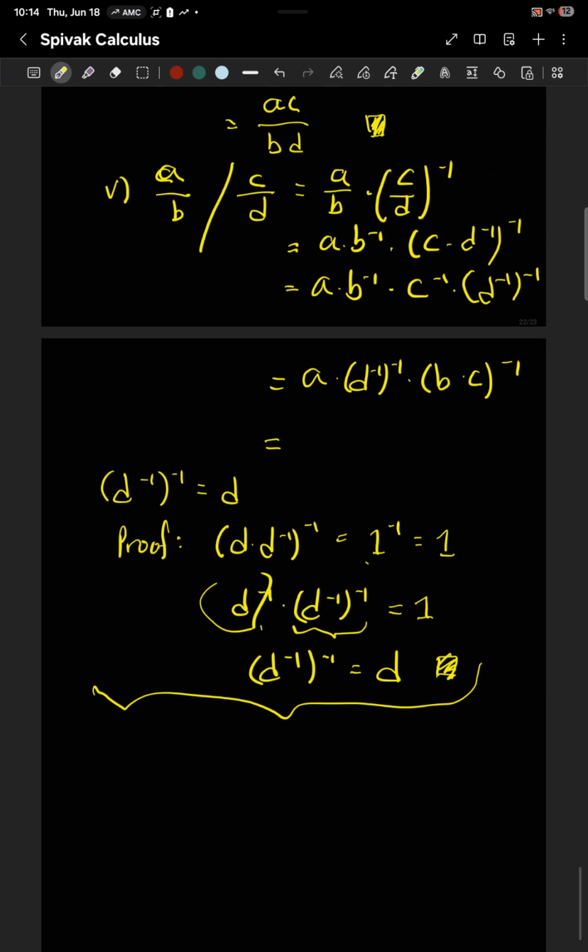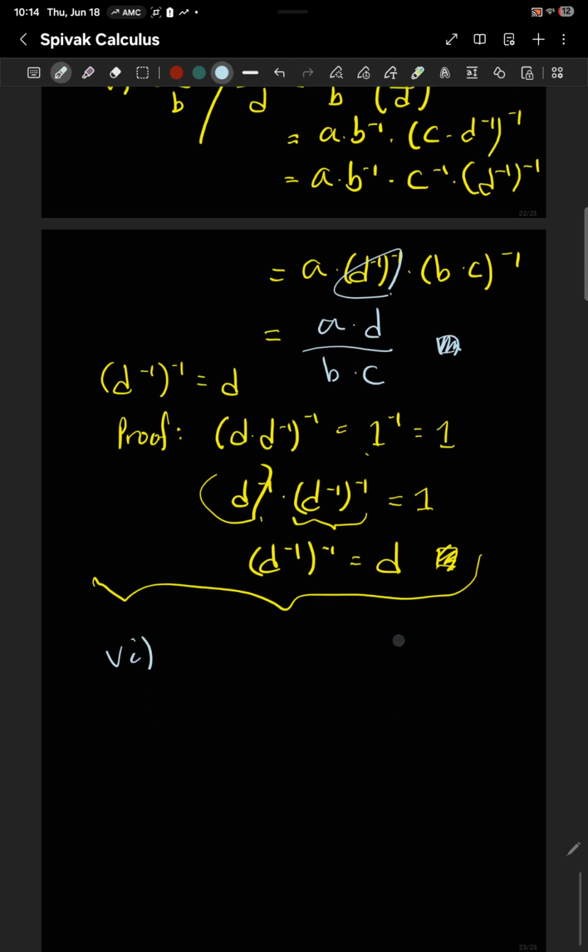But that's a fact. So let's go back to the thing we had to prove. A times D inverse of inverse is this. So we have A times D over B times C. QED.